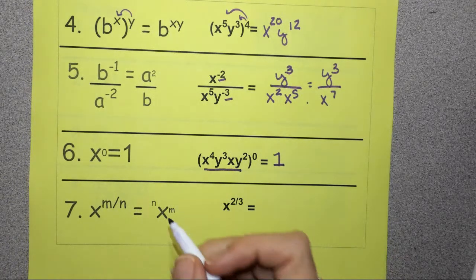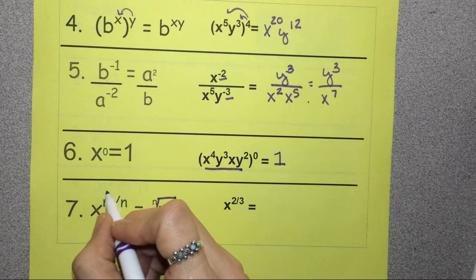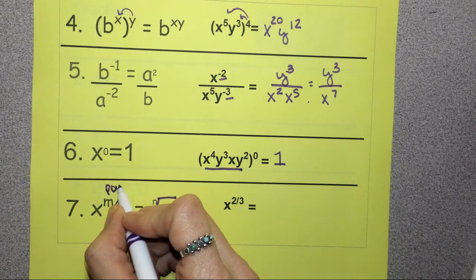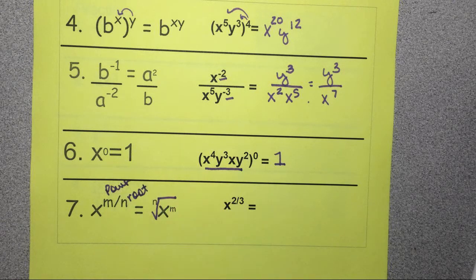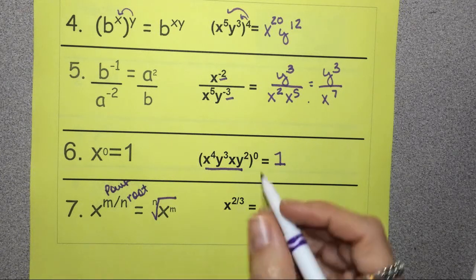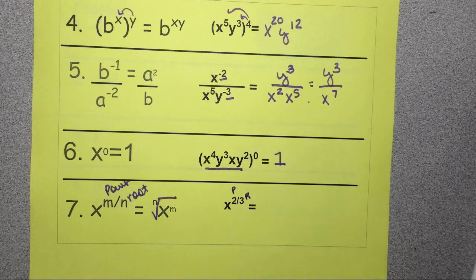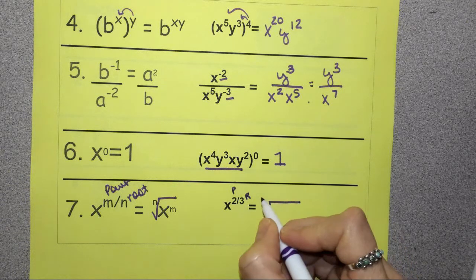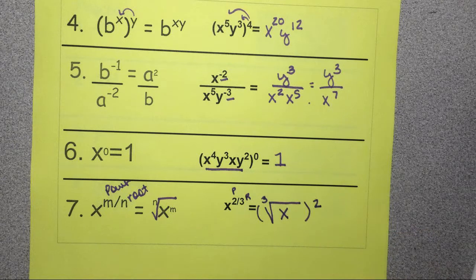On number 7, we're going to remember that when you have a fraction exponent, the numerator is going to tell you the power, and the denominator is going to tell you the root. So x to the m over n power is going to be the nth root of x to the m. So another example here, 2 is the power, 3 is the root. So the cube root of x to the power of 2.